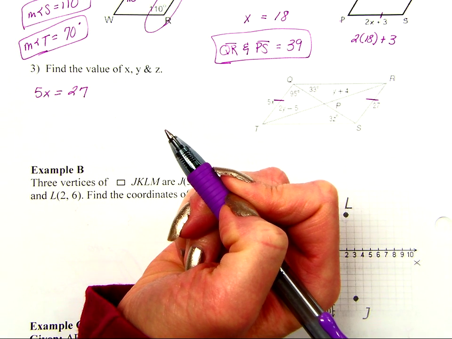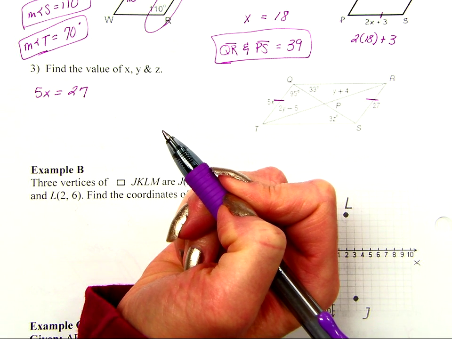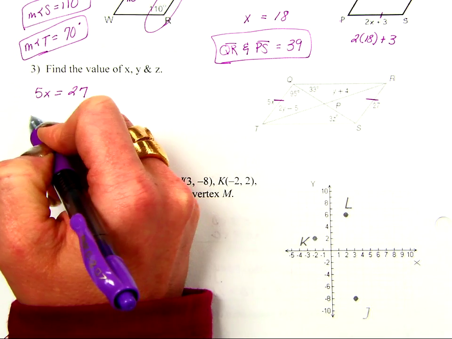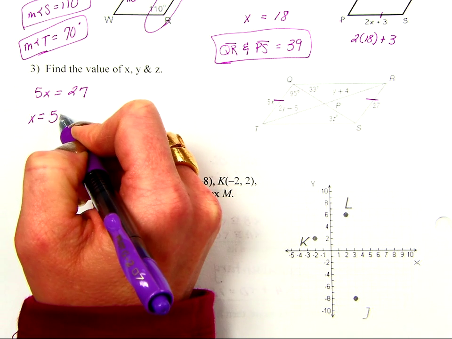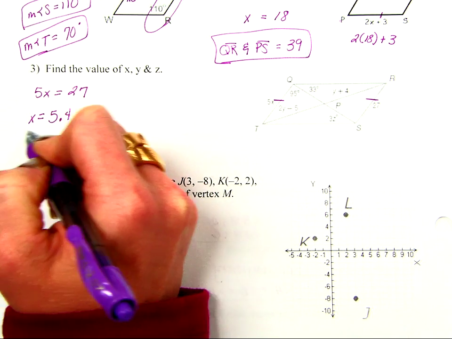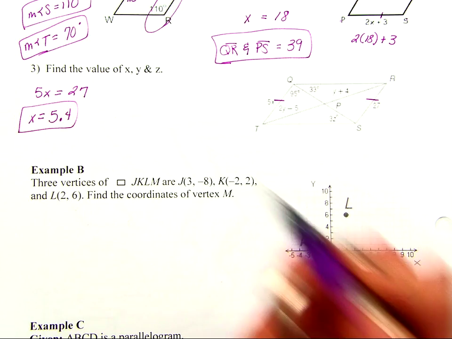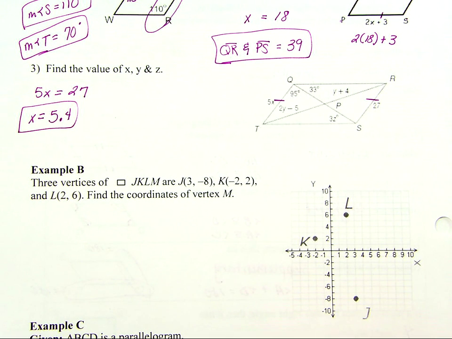Now I know that when I divide that, it's not going to come out evenly, and that's okay. 27 divided by 5 happens to be 5 4/10, or 5.4. And we'll leave our answer as so.